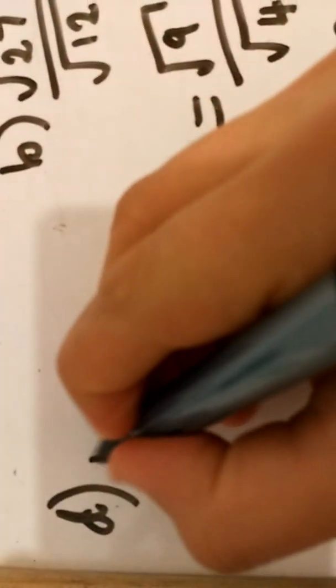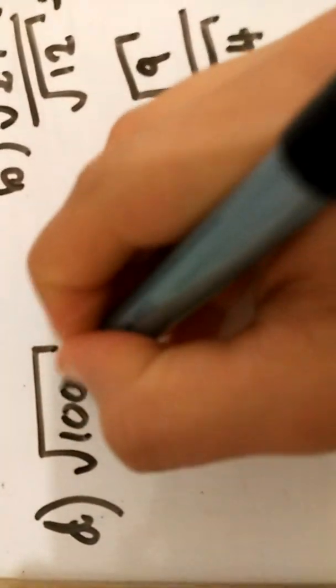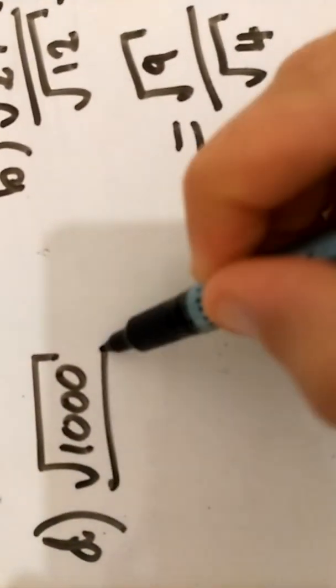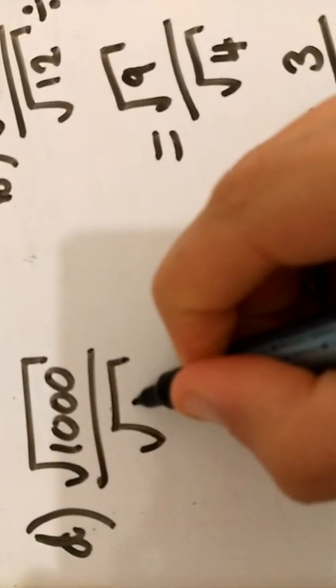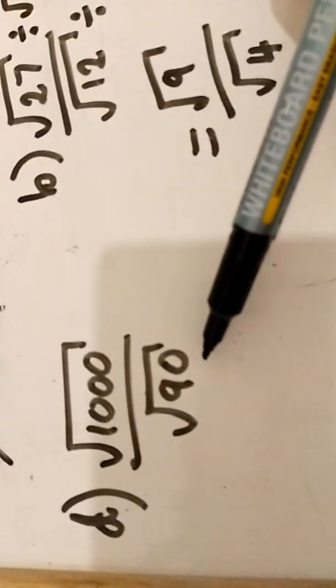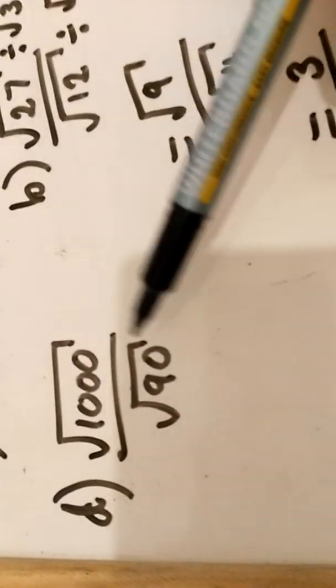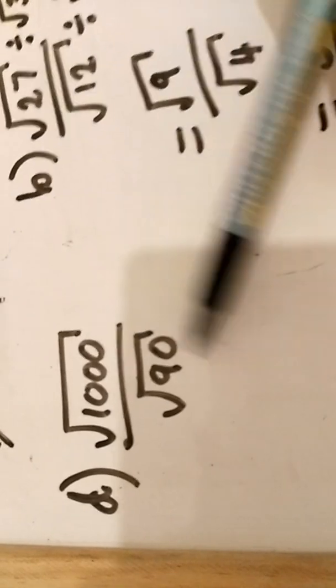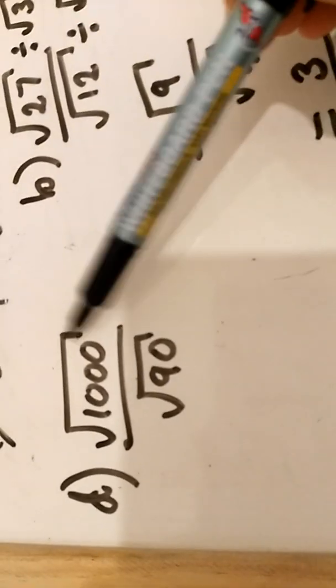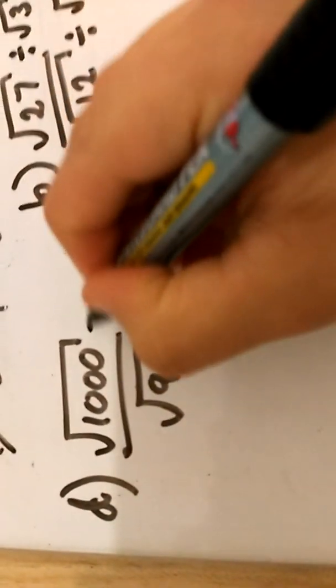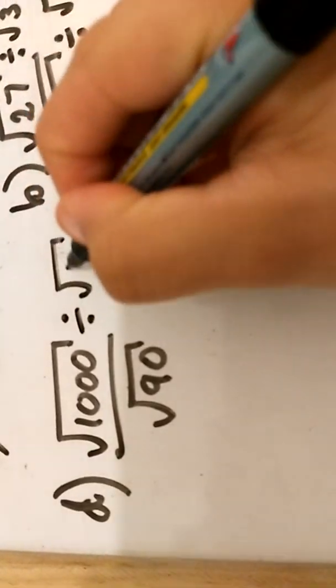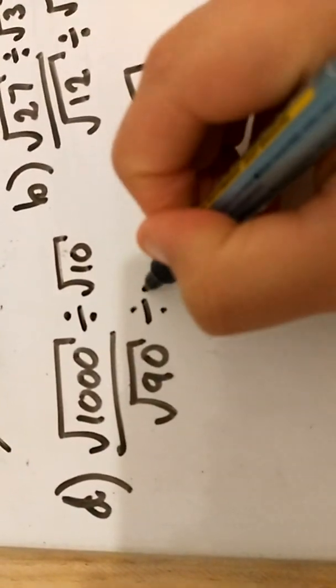Let's see. So root 1,000 divided by root 90. So I need to think about the highest common factor. Now, if I just had 1,000 over 90, I would basically knock off zeros. Now, when you knock off zeros, that just means divide by 10. So I'm going to divide them by root 10. So root 10 is the highest common factor.